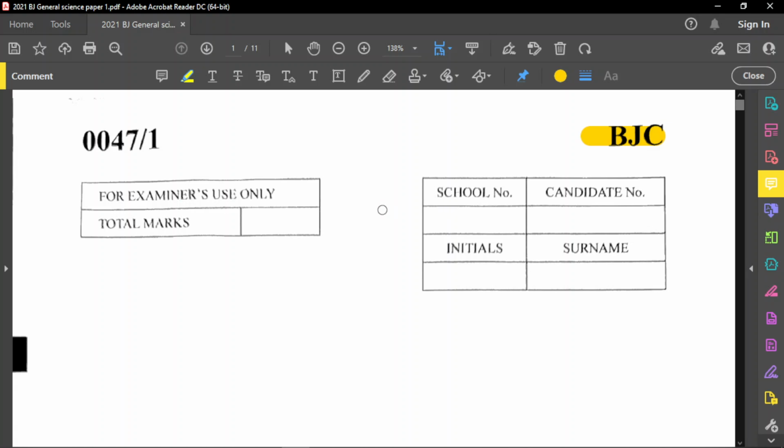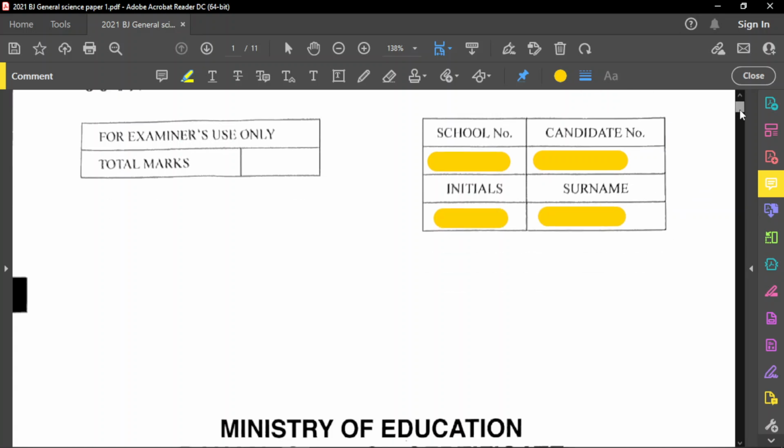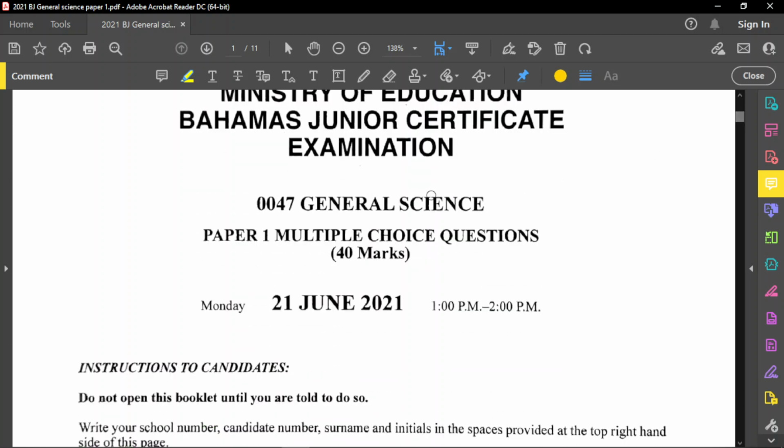Remember, before you start any of your BJC exams, you should always write your school number on the examination paper, your candidate number, that is the number given to you, and your initials, also your surname. Today, we're going to review a general science paper, and this general science paper is a paper 1, and this is from the year 2021.